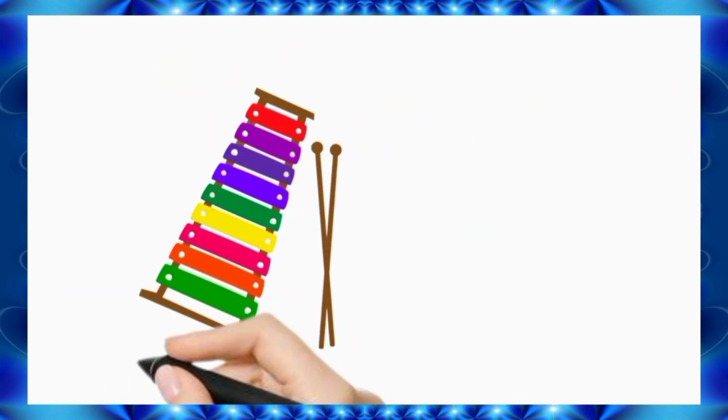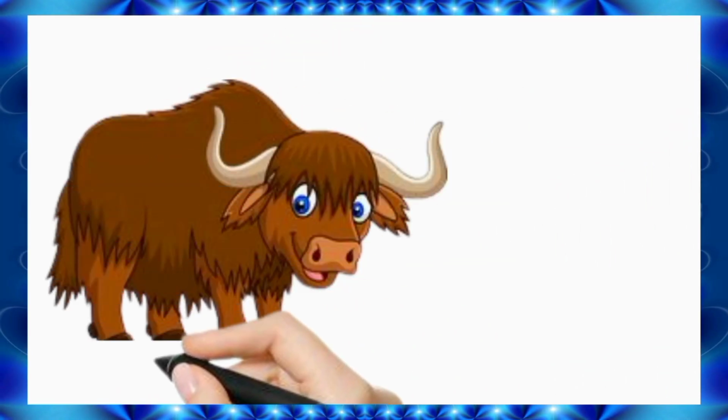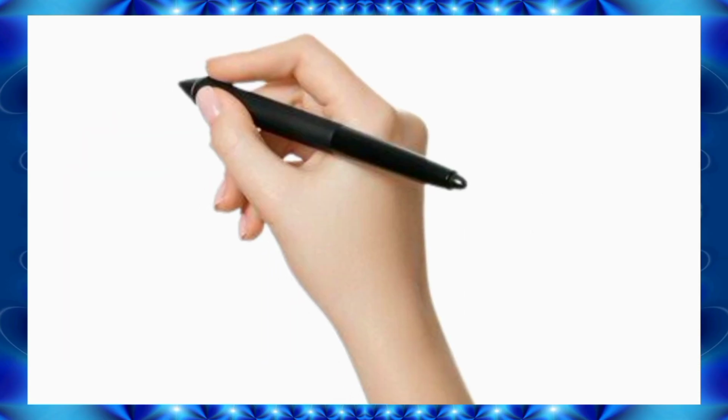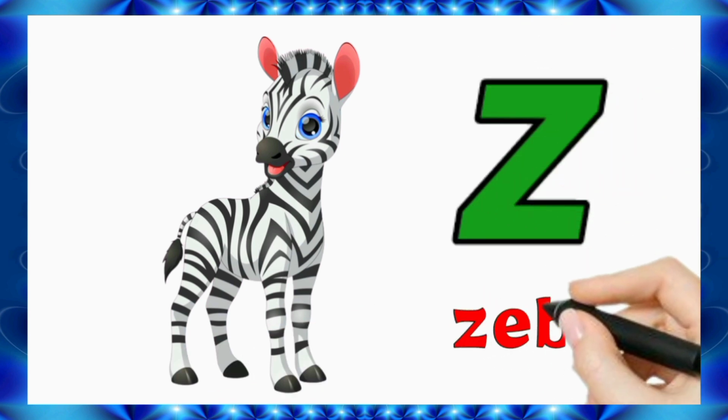X for xylophone. Xylophone means xylophone. Y for yak. Yak means yak. Z for zebra. Zebra means zebra.